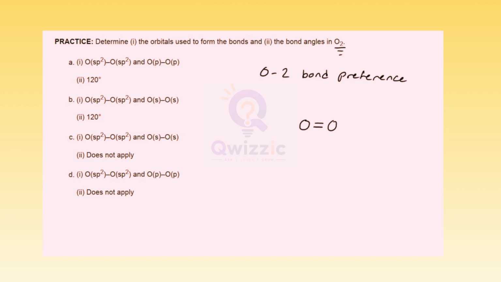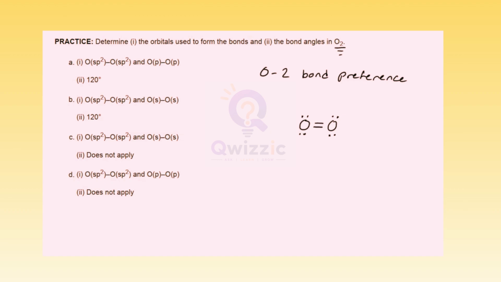So going back to the octet rule, to make sure that both oxygens fulfill their octet, 4 electrons are remaining for each of them. So in that case, those 4 electrons are going to be represented as 2 lone pairs for both oxygen atoms. So from there, our bond preferences have been completed and both oxygen atoms have a full octet. So this is the complete Lewis structure of O2.